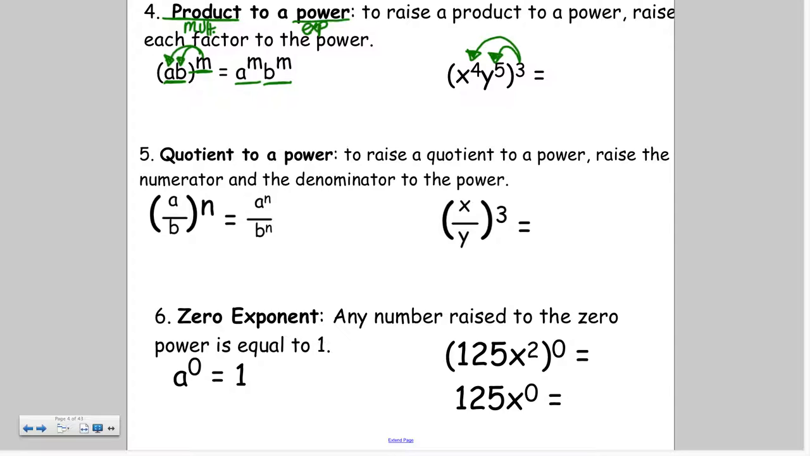Now, if you look back at number 3, a power to a power, which is what's going on right here, and it's actually going on here with the 4 and the 3. A power to a power, we're going to multiply our exponents. So we're going to have x to the 4th times 3 and y to the 5th times 3. Now I can simplify that out, and I get x to the 12th, y to the 15th. Okay?